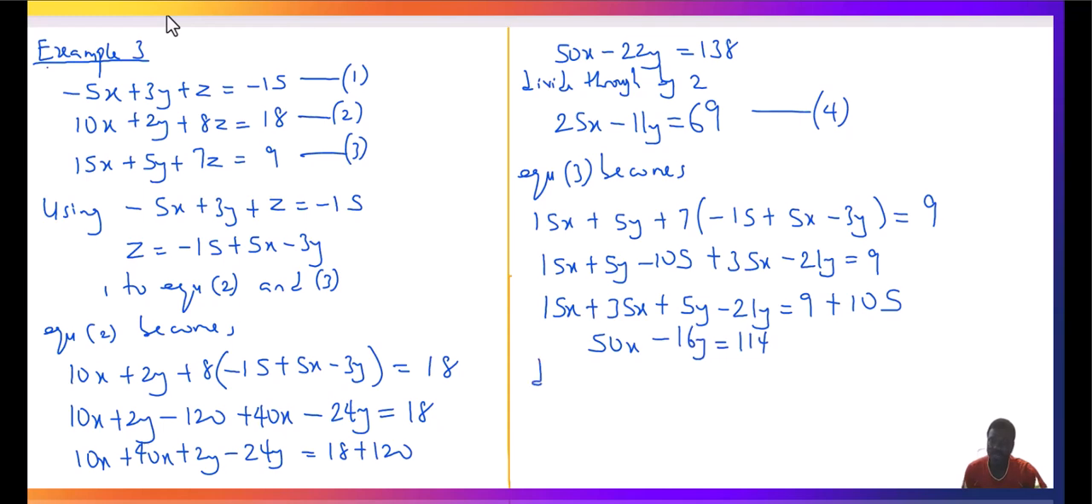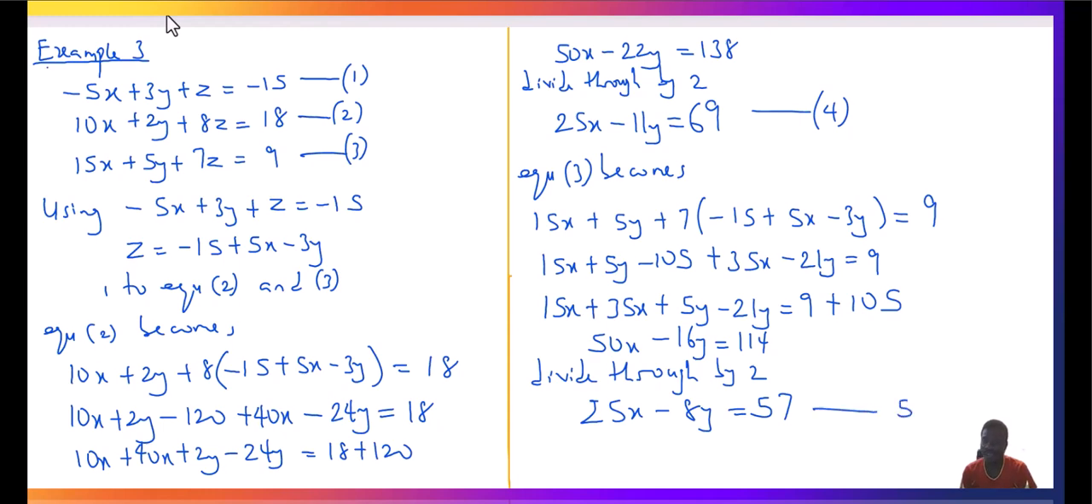So therefore, divide through by 2 because 2 can divide. That makes this 25x - 8y = 57. So you have 25x - 8y = 57. Let's call this equation 5. So we can solve equation 4 and 5 simultaneously.